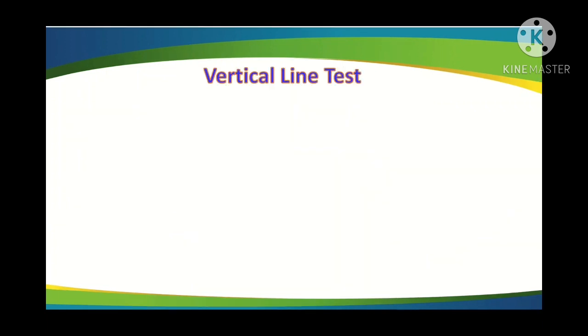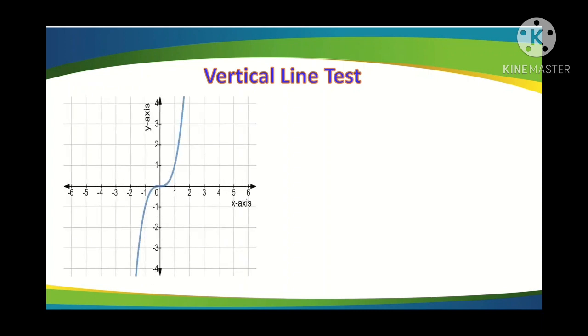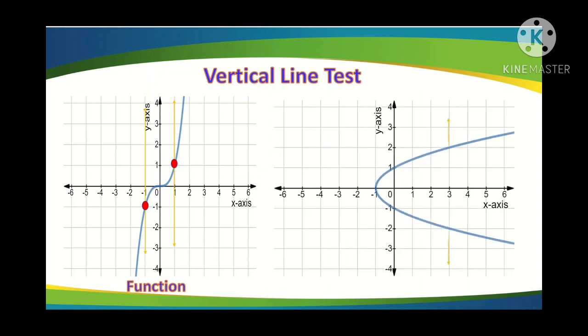What if the given is a graph? How will you identify if it is a function or not? You will use the vertical line test. For example, we have a given graph. Let us draw the vertical line. Since there is only one point of intersection, that means this is a function. Let's have another one. Let us draw the vertical line. And since this time there are 2 points of intersection on the graph, that means this is not a function.